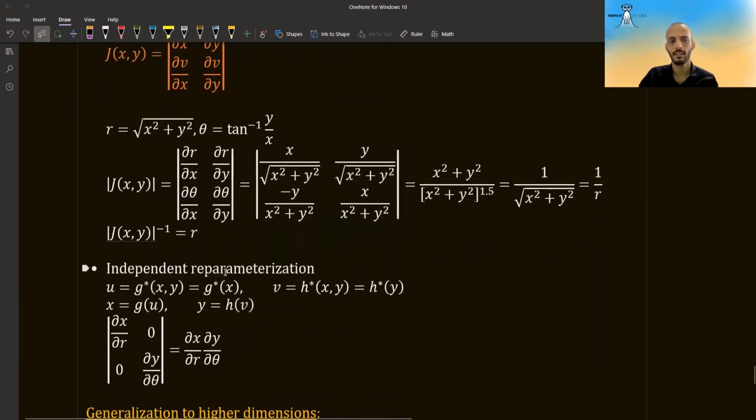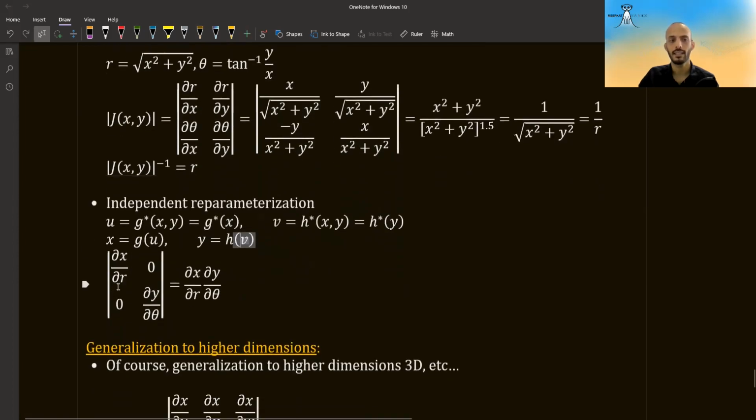Another point is that if the reparameterization is independent, so if u is not a function of x and y, it's just a function of x, and if v is not a function of x and y, it's just a function of y, then the opposite is also true. x is a function of u and y is a function of v. Then in the partial derivative matrix, we will have 0 and 0 here, and this will just be equal to the derivative of x with regards to r times the derivative of y with regards to theta.